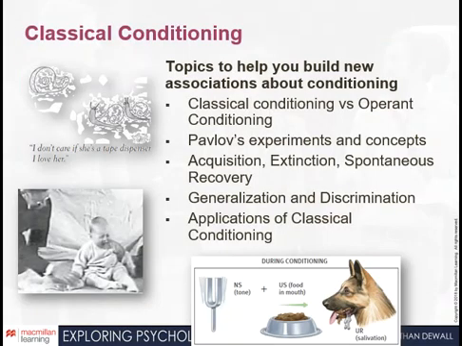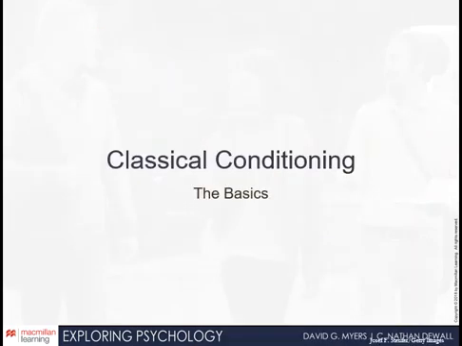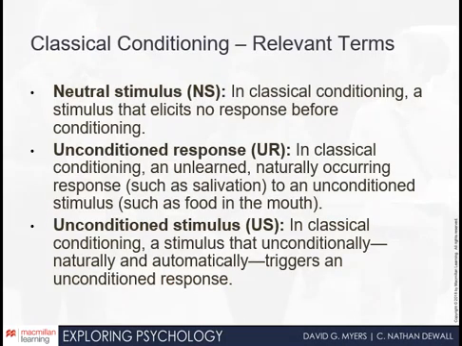Alright, so now that we have that general background, let's look at some specifics. First, starting off with classical conditioning. Topics to help you build your new associations about conditioning: classical versus operant conditioning, Pavlov's experiments, acquisition, extinction, spontaneous recovery, generalization and discrimination, and applications of classical conditioning. Here are some of the basics.